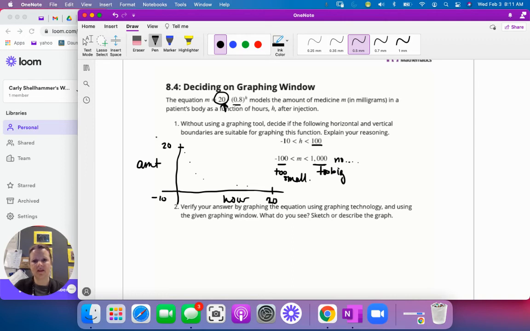So really, this is the max amount of medicine. We're not sure about the hours. I don't think I need -10, maybe a -1, just so we can see the axis, and a -1 just so we can see that 0, 0. So to talk out loud, that's what I would do. Verify your answer by graphing the equation using graphing technology and using the given graphing window. What do you see? All right, let's go over to Desmos.